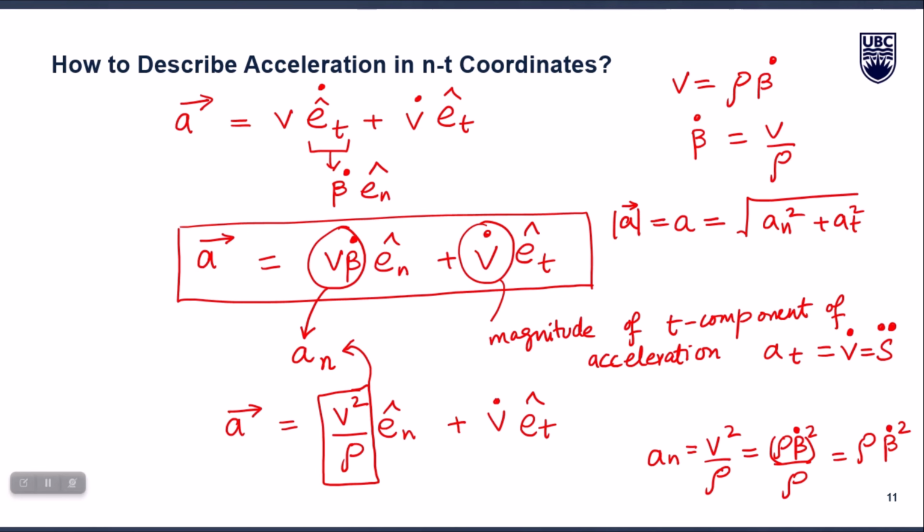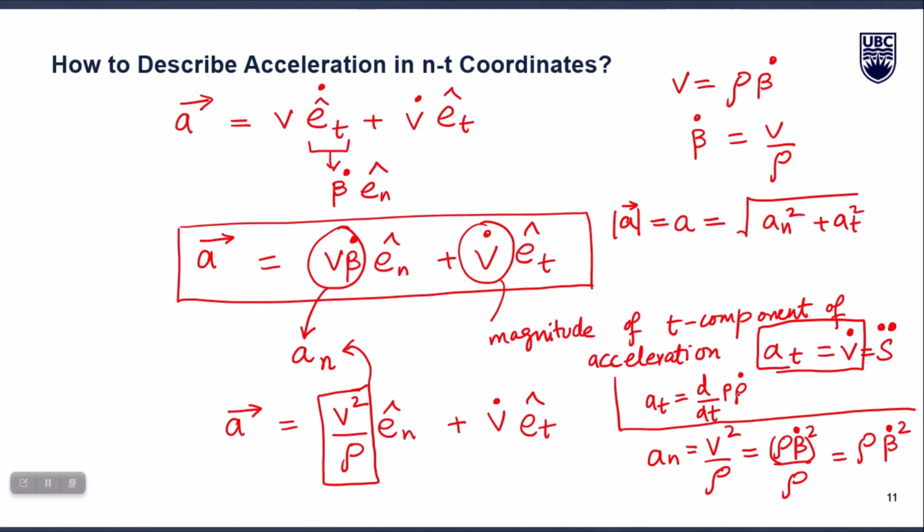One last thing in this acceleration representation is that this a sub t, which is actually equal to v dot, can also be written in another form. So let me just write it, maybe separate it here and write it here. So a sub t can also be written as the first derivative of velocity, and if we simply put beta dot into rho here, right?